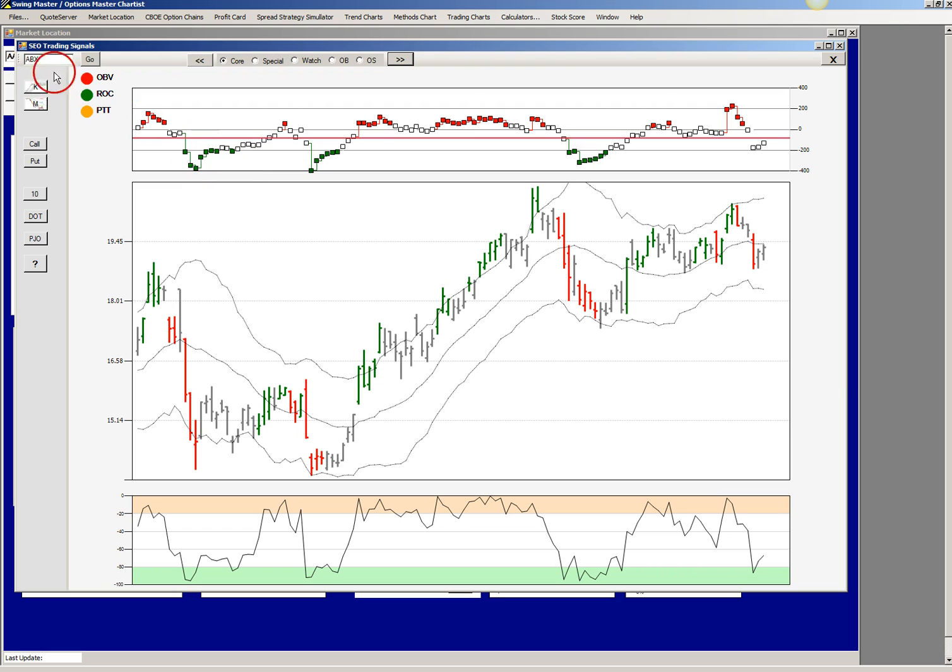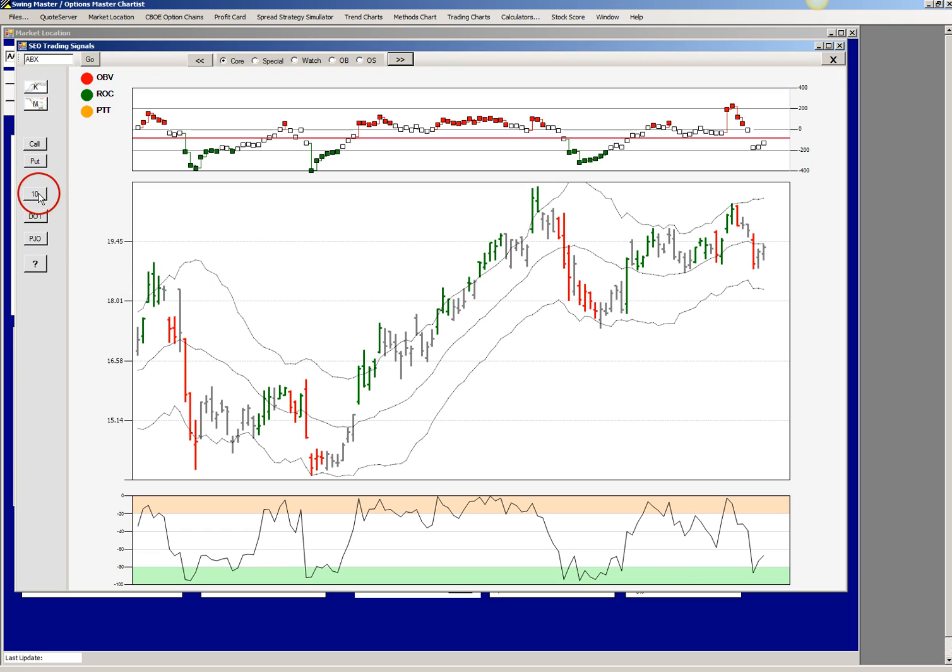Here's an example. This is ABX. We have on balance volume in a negative mode, rate of change positive, and permission to trade mildly bearish. So even though we have the buy-sell oscillator coming out of the buy zone and the CCI coming up from below zero but not quite minus 100, it's not as attractive as, say, the AAL, the first one we looked at, even though it's in an uptrend.